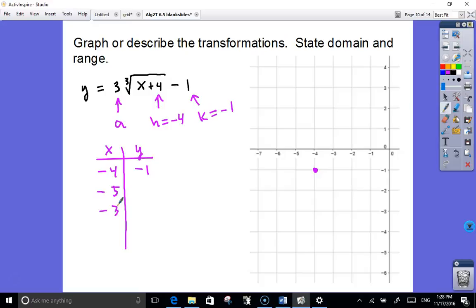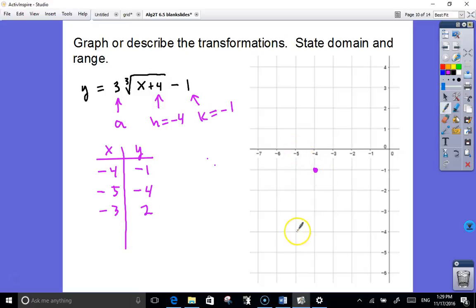If I go either side of the h, then when I do the subtract, like negative 5 plus 4 is negative 1. The cube root of negative 1 is negative 1. Negative 1 to the third equals negative 1. 3 times negative 1, negative 3, minus 1, negative 4. Okay, if I do negative 3 plus 4, I get positive 1. The cube root of positive 1 is positive 1. 3 times 1 minus 1 is 2. So let me graph those 3 points.